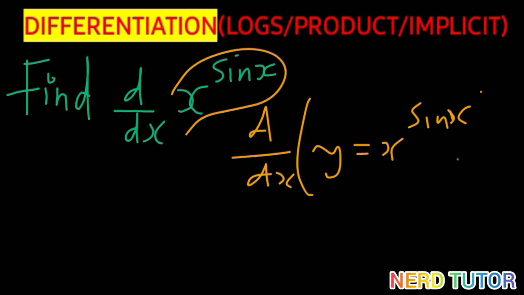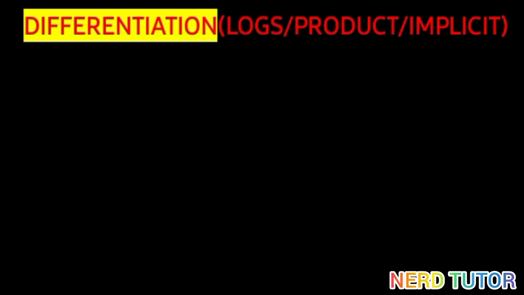Okay, so now we know that we have a power which is sin x, but we want it to do what? To become the coefficient. So what we do is we introduce ln to both sides: the left hand side where there's y and the right hand side where there's x to the power sin x, so that we drop that power which is sin x. So it is going to be like this.